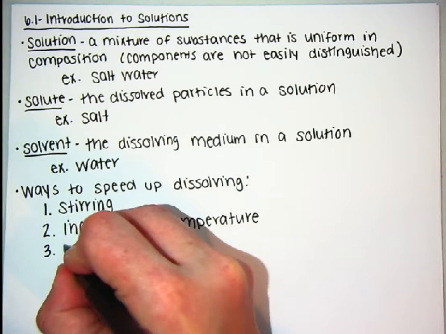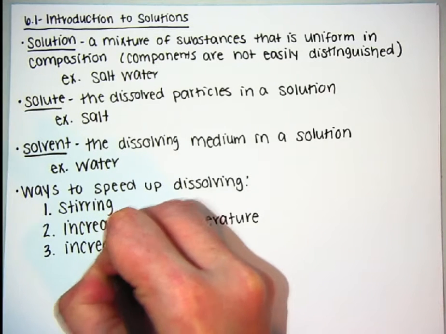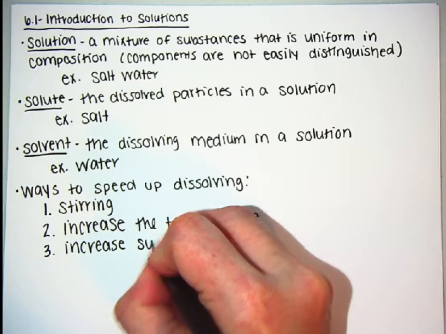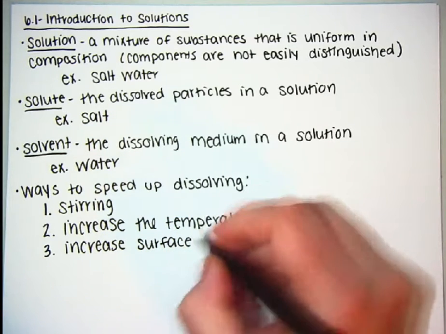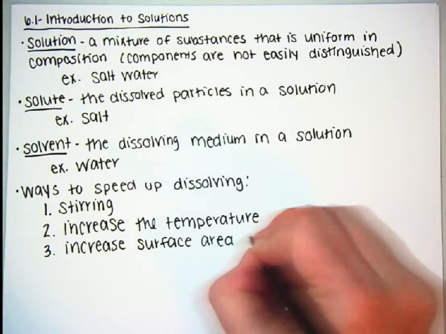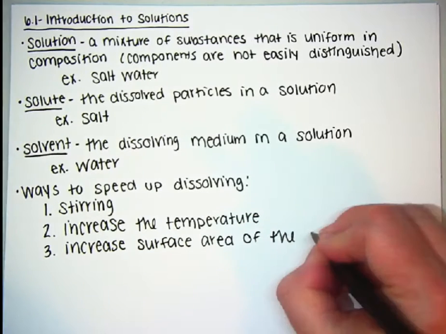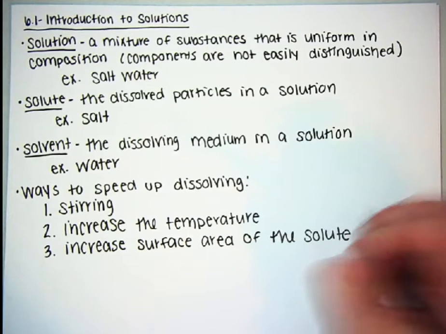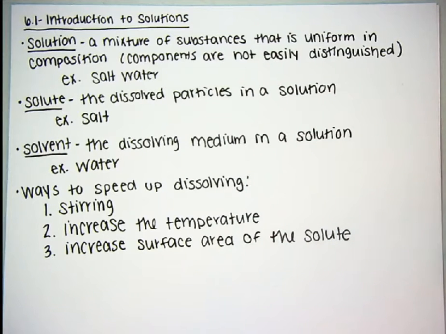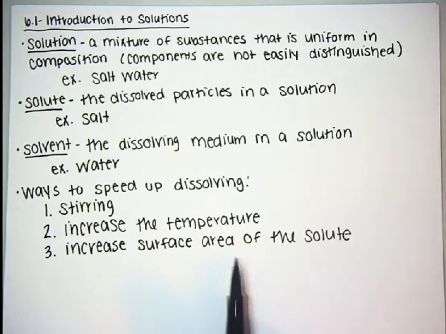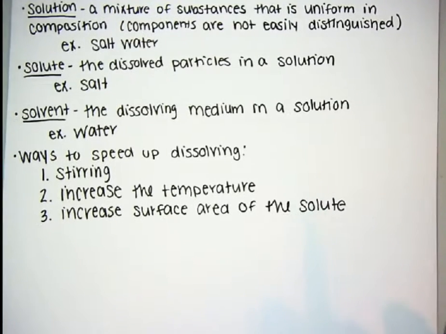Lastly, we can increase the surface area. So if you were to put a sugar cube in your coffee, it would probably take a very long time to dissolve because only those sugar molecules on the outside of the cube are exposed to the coffee to let it dissolve. If you were to break up that sugar cube into small pieces, increasing the surface area, it's going to dissolve much quicker.